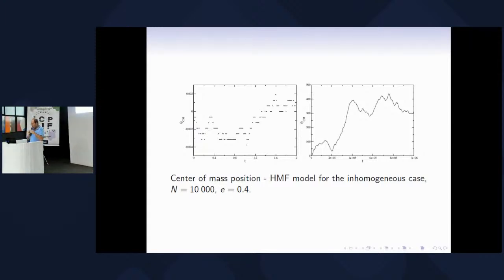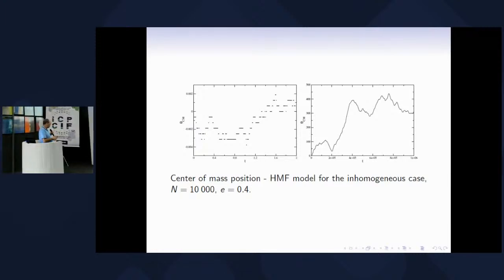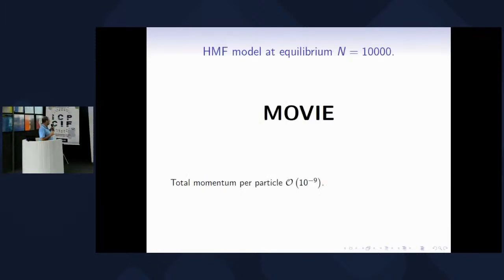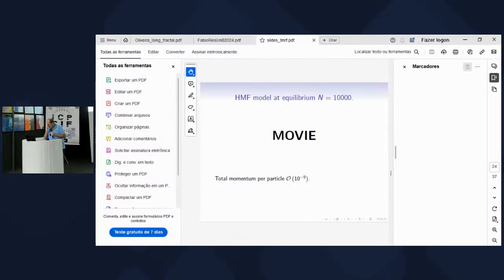I will now show you a little movie for this HMF model from a simulation with 10,000 particles, just a little. Let me open.